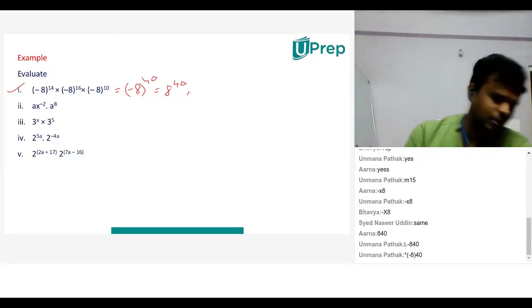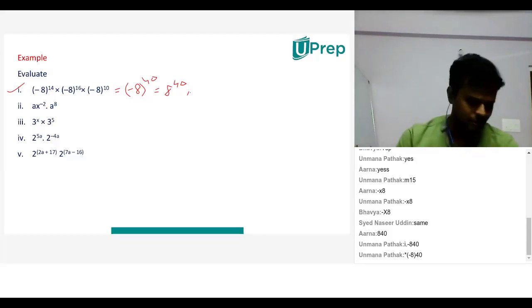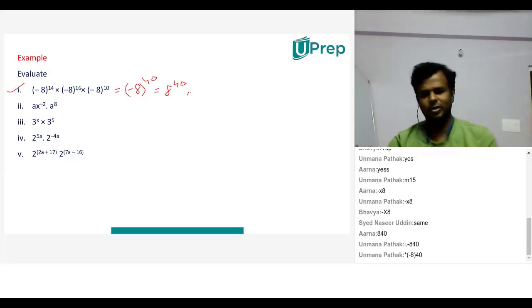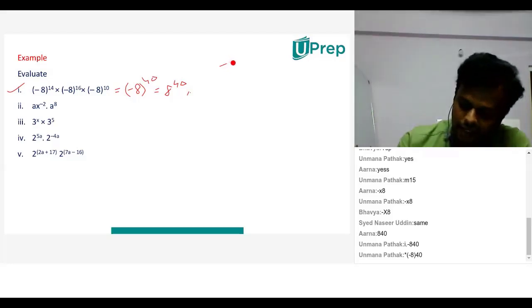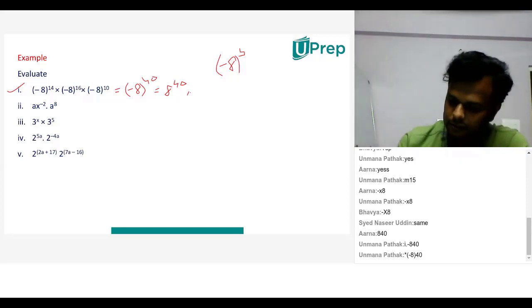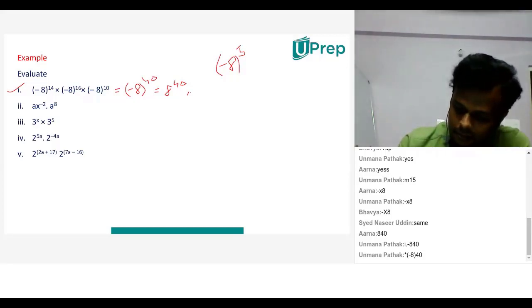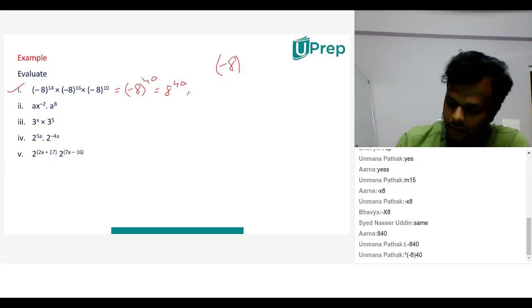Can you come again, please? 8 to the power 3. 8 to the power 3 is positive only, no? But if it is minus 8 power 3, then it is negative. So this is pretty much the opposite. What I'm saying is, if the power is odd, this will be negative. This will be again minus 8 power 3 only.